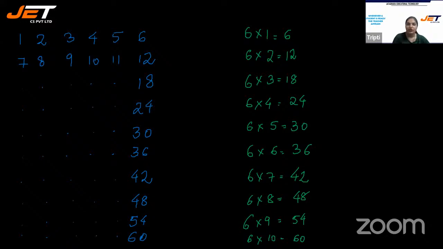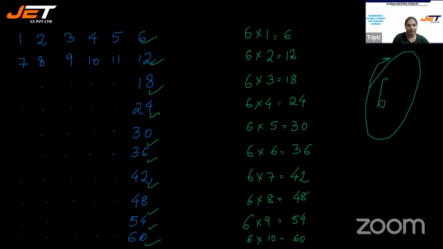So 6, 12, 18, 24, 30, 36, 42, 48, 54, 60. This is the times table of number 6. That's how we do number 6. All right.